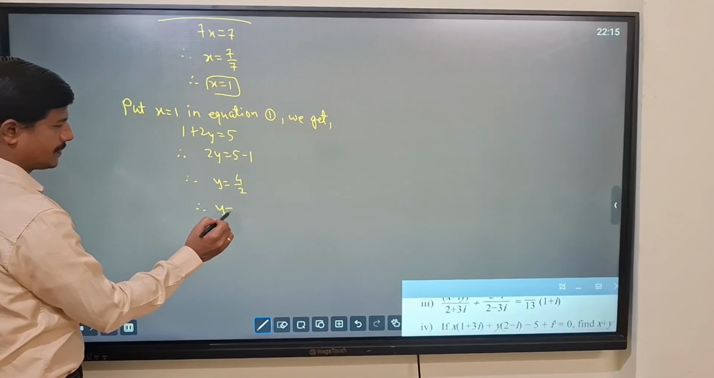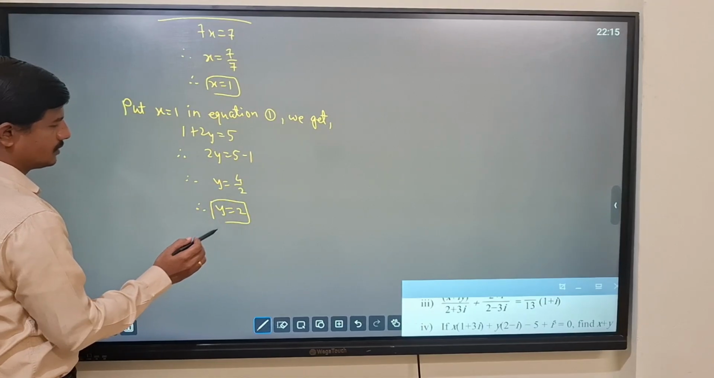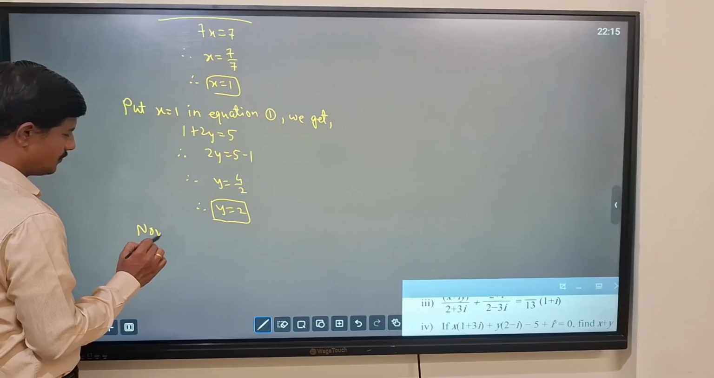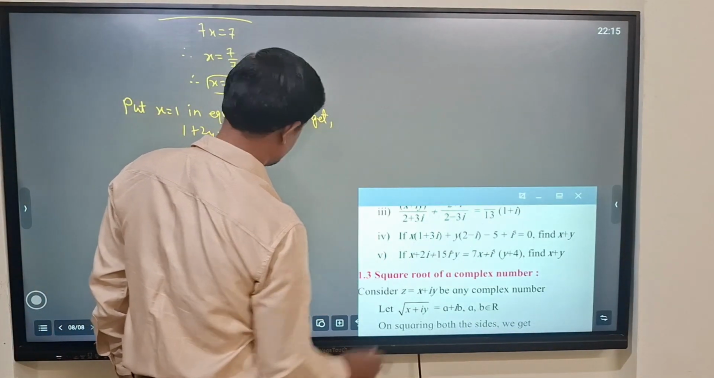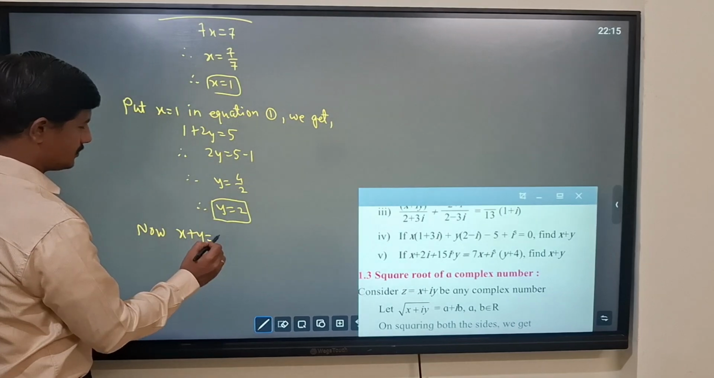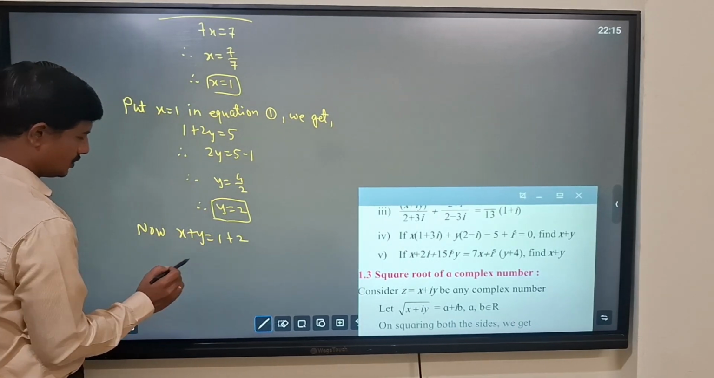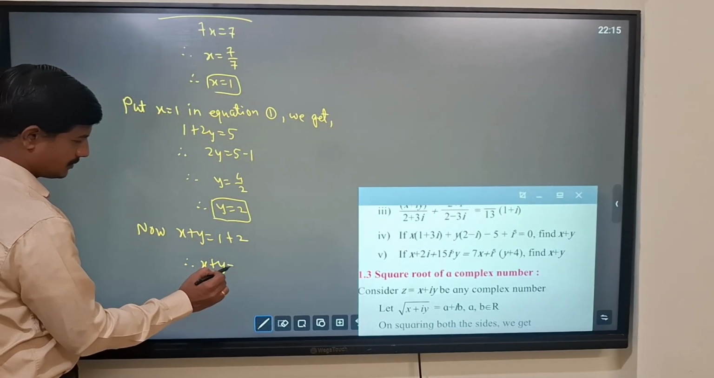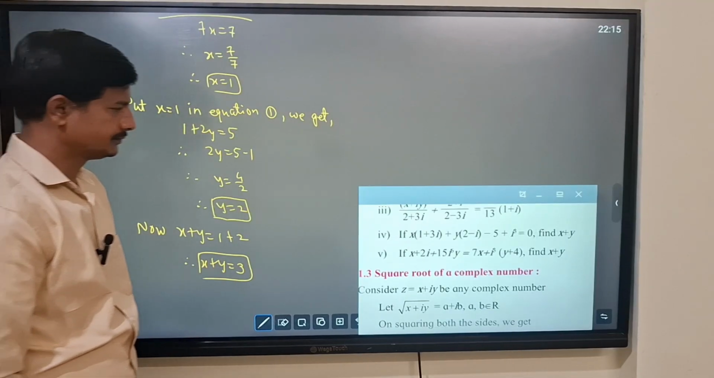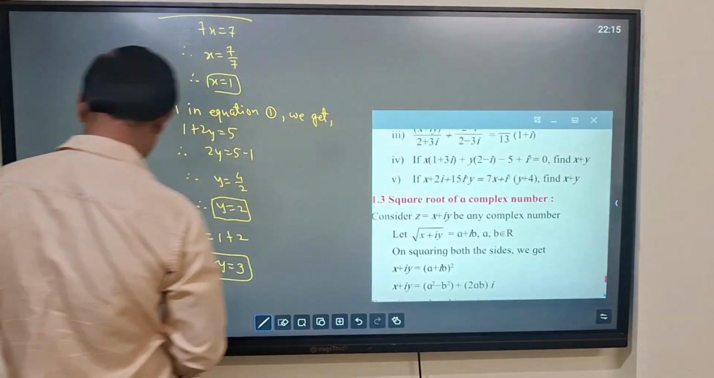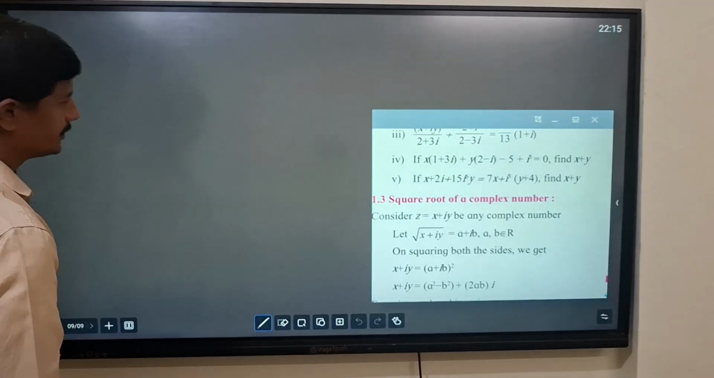Therefore y is 2. Now we want to find out x plus y. Here they told us to find out x plus y. So x is 1 and y is 2. Therefore x plus y is simply 3. This is the answer. Now next one, fifth.